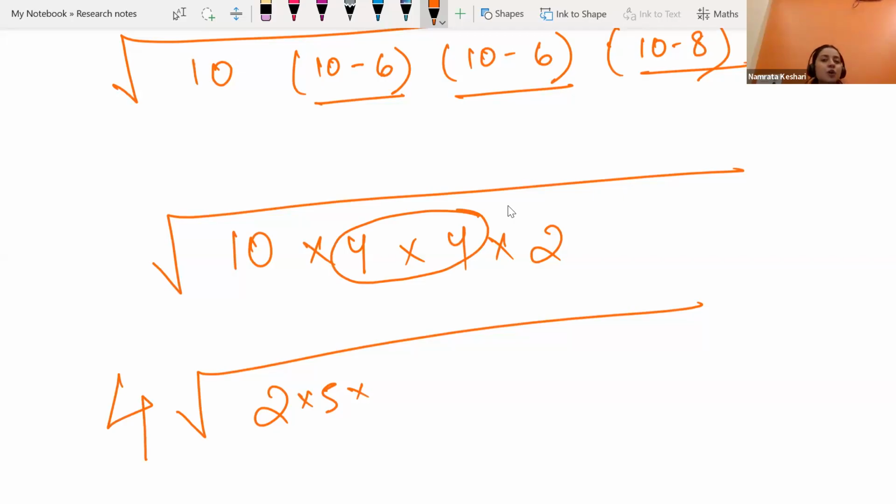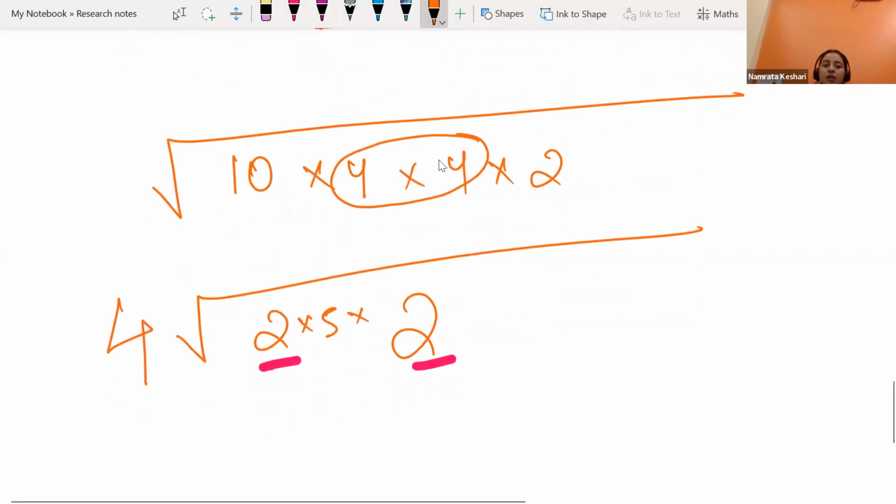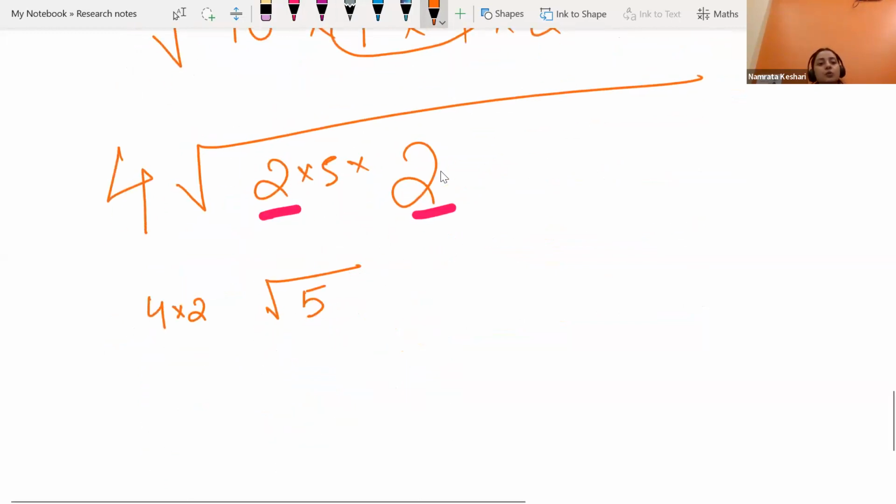Am I making sense to all of you? Yes, ma'am. Okay, and 1 2 is remaining. Now again we are getting a pair of 2. Check it, 2 and another 2. So 2 will come out. 4 is there, but one more 2 will come out, and root 5 got stuck inside the square root, and we are getting 8 root 5.